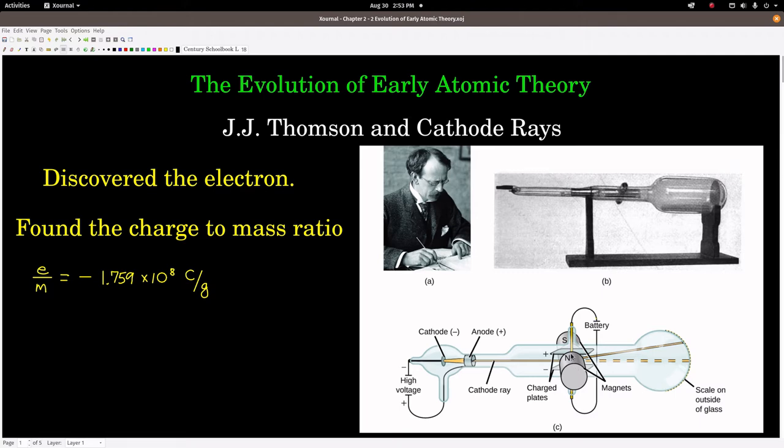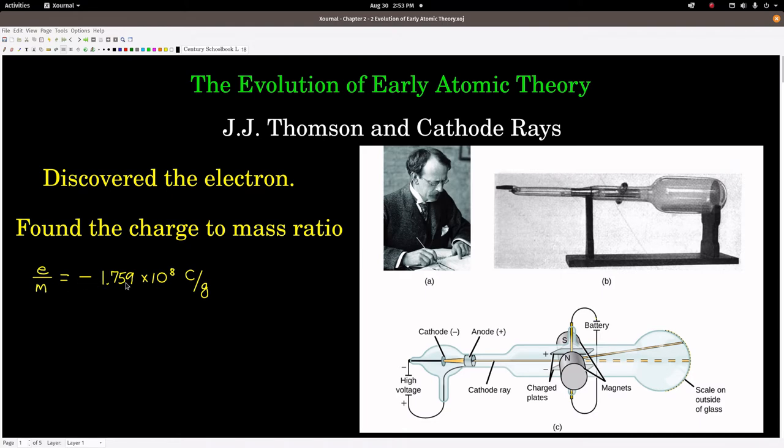The other thing he was able to do was put a magnet, a north pole and a south pole, an electromagnet here. When he turned this on, he noticed also that the particles would be deflected. By measuring the angle of deflection and the strength of the magnetic field, what Thomson was able to calculate, and this is the importance of his experiment, was the charge to mass ratio of these particles. They ended up being called electrons, and electrons have negative charges, and the ratio of the charge, that's the e, to the mass, that's the m, was this number right here.